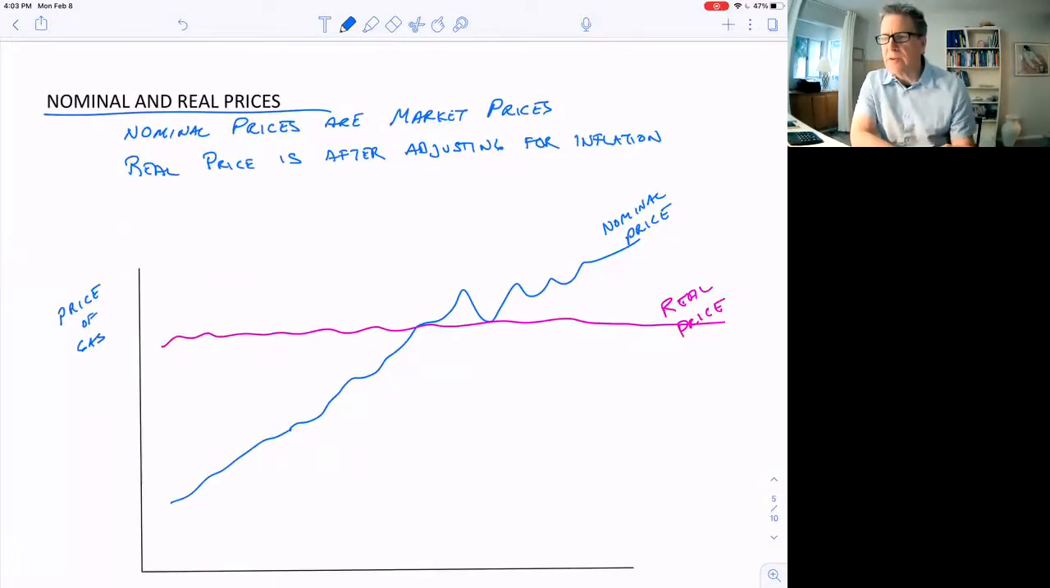And we've also looked at nominal prices and real prices. Nominal prices are just market prices, which we think of as prices when we talk about prices. And real prices are prices after adjusting for inflation so that we can compare prices over time, to see how much the real price changes when we adjust that nominal price for inflation. And if the price is going up by more than the average of the basket, then the real price is going up. And if it's going up less than the average of the basket, the real price is falling.